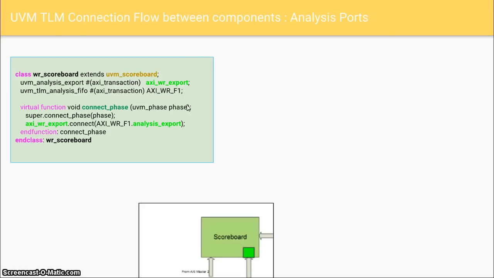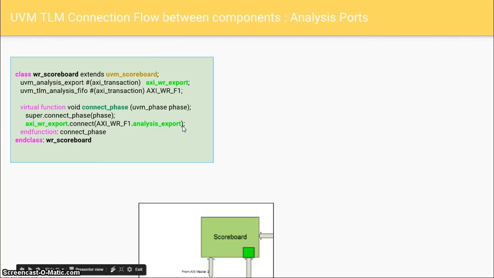So for that there are two options. Either you can write your own implementations for the analysis export, or you can instantiate a built-in UVM TLM analysis FIFO, which provides an implementation for the analysis export. So this method makes your life a little easier. If you instantiate an object of a UVM TLM analysis FIFO, there is a built-in implementation of an analysis export under the name analysis_export.